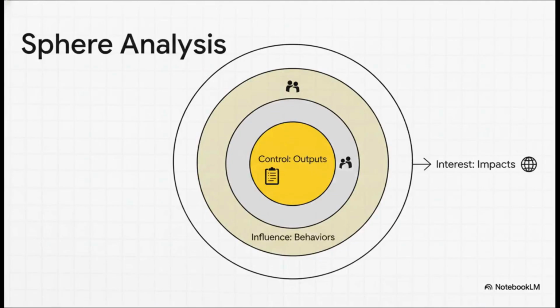To keep our accountability realistic, we use something called sphere analysis. This separates what we actually control, like our resources, activities, and quality standards, from what we can only influence, like participant behavior and service uptake. Finally, there's our sphere of interest, which covers those longer-term impacts that depend on a whole bunch of different actors. By distinguishing between control, influence, and interest, we prevent overclaiming attribution. It ensures we're making a credible, analytically defensible claim about what our program is actually contributing to the world.